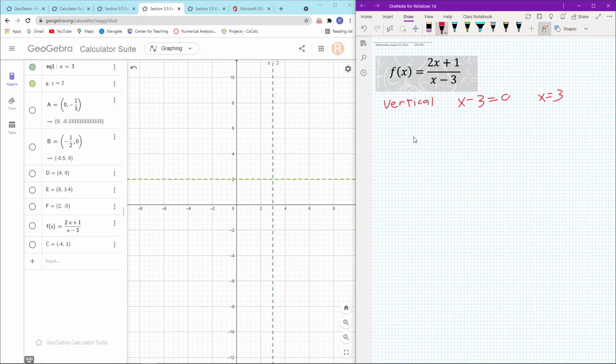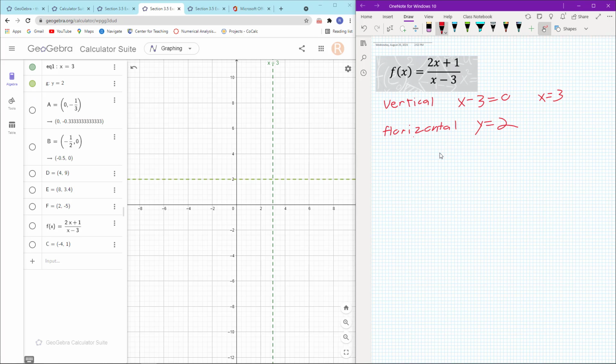For our horizontal asymptote, notice that the degree of these two are the same. So the horizontal asymptote will be at y equals the ratio of the coefficients, or just y equals 2. Oh, and there it is. It's already there. How convenient.